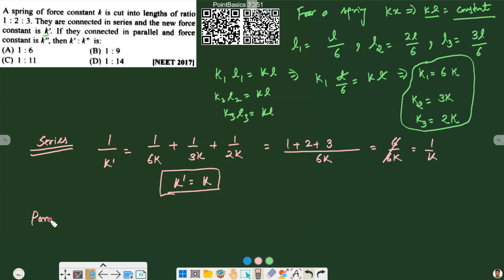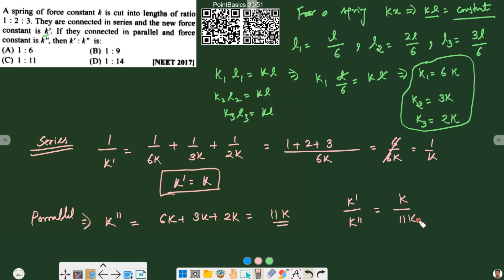Now when they are in parallel, K double dash will be just their linear combination or algebraic addition. So 6K plus 3K plus 2K, which gives us 11K. And now K dash by K double dash will be K by 11K, so this will give us 1 by 11. That is option C, the right answer. Let us move to the next question.